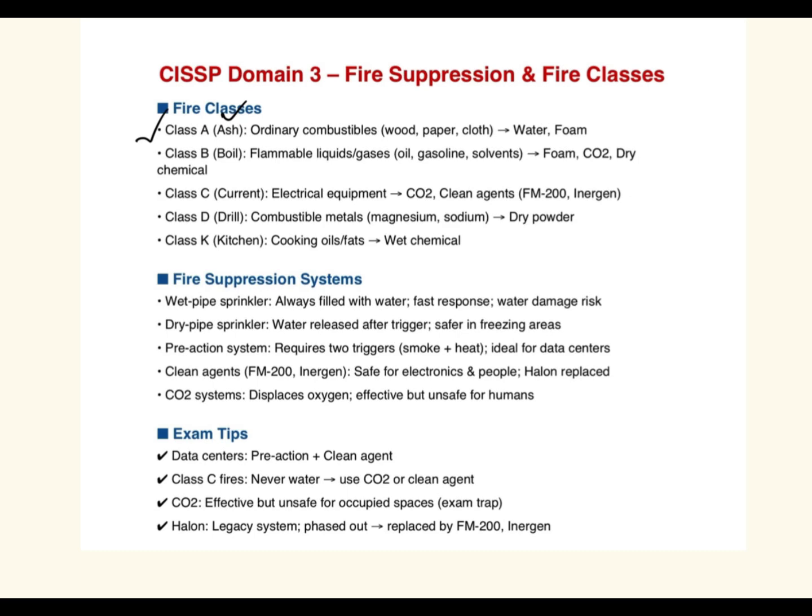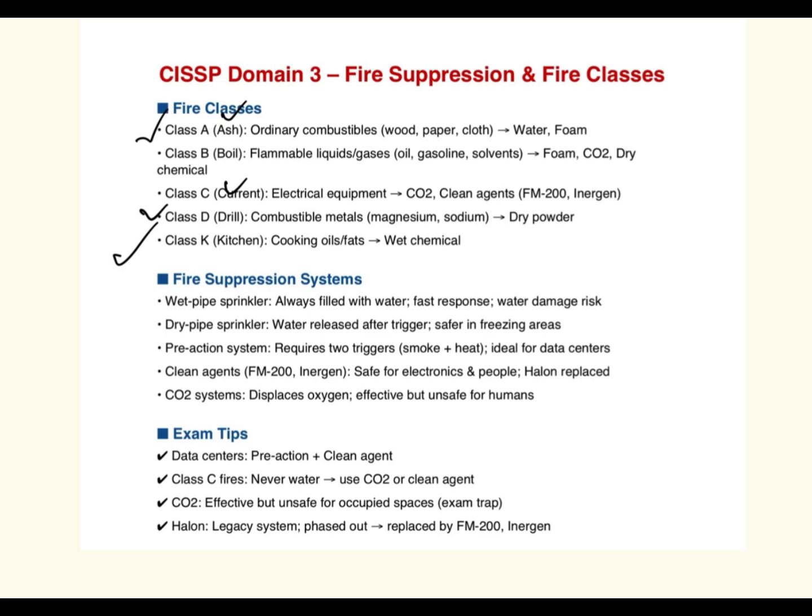Class C, electrical. C, here you can see the mnemonic, current. For electrical equipment we use CO2, which removes oxygen, or clean agents, FM200, nitrogen, and here also never water. As we all know, for electrical components water is not a good option. Then Class D, drill, again magnesium. For metals we use dry powder because water could react violently with burning metals.